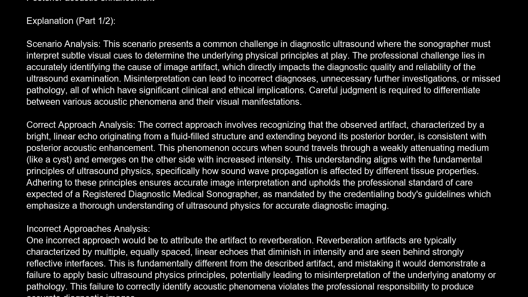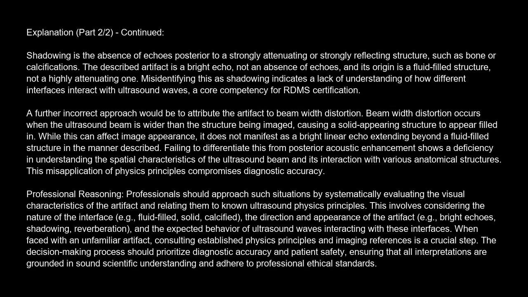Another incorrect approach would be to assume the artifact is due to shadowing. Shadowing is the absence of echoes posterior to a strongly attenuating or strongly reflecting structure, such as bone or calcifications. The described artifact is a bright echo, not an absence of echoes, and its origin is a fluid-filled structure, not a highly attenuating one. Misidentifying this as shadowing indicates a lack of understanding of how different interfaces interact with ultrasound waves, a core competency for RDMS certification. A further incorrect approach would be to attribute the artifact to beam width distortion.